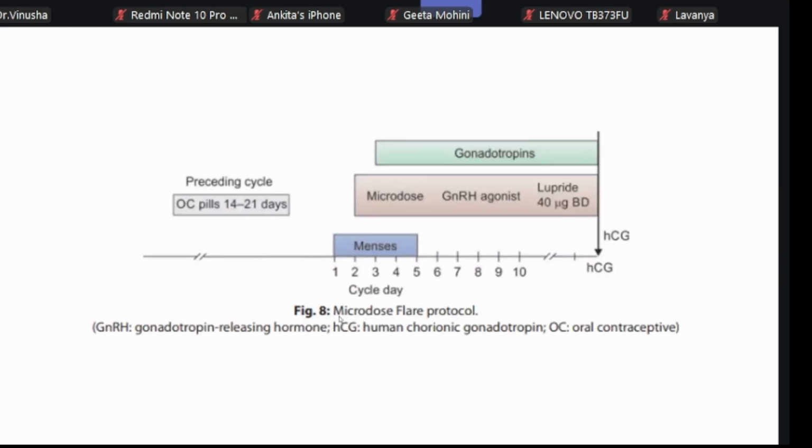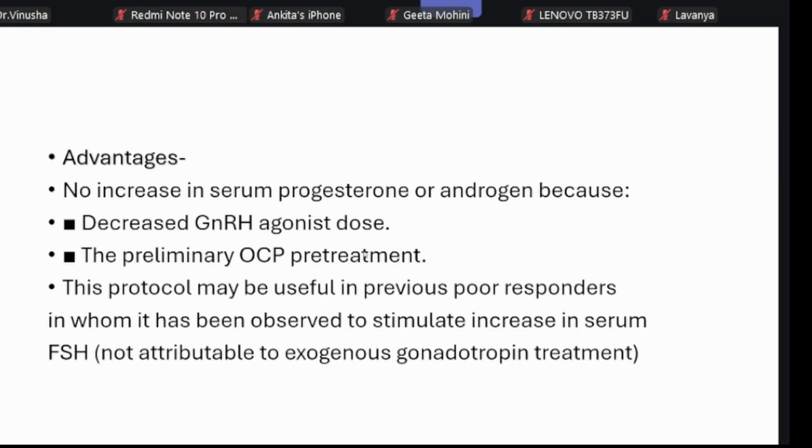Yeah. We have another protocol, that is a microdose flare, where we use OC pills for 14 to 21 days. On day 2 or day 3 of cycle, we start the stimulation with a low dose of lupride, 40 micrograms, and we continue till the day of trigger. This is microdose flare. This protocol will be especially useful in poor responders.